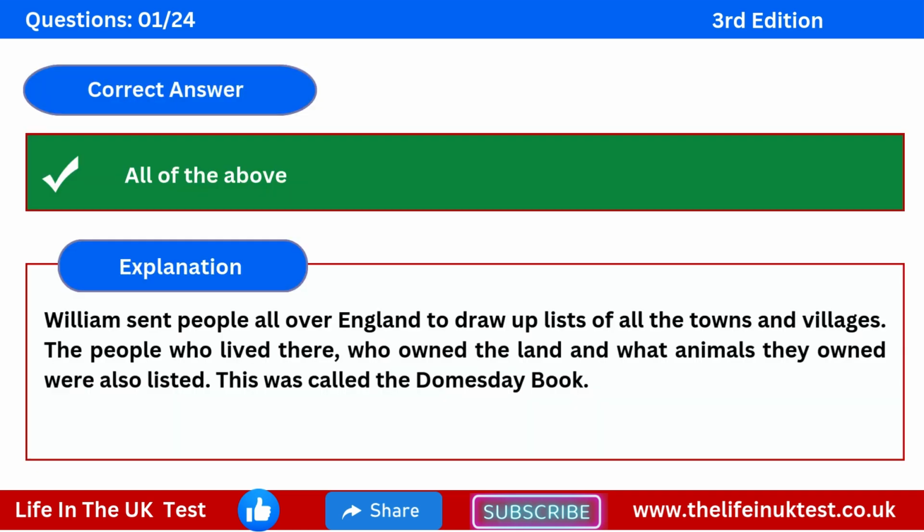The correct answer is all of the above. Explanation: William sent people all over England to draw up lists of all the towns and villages. The people who lived there, who owned the land and what animals they owned were also listed. This was called the Domesday Book.